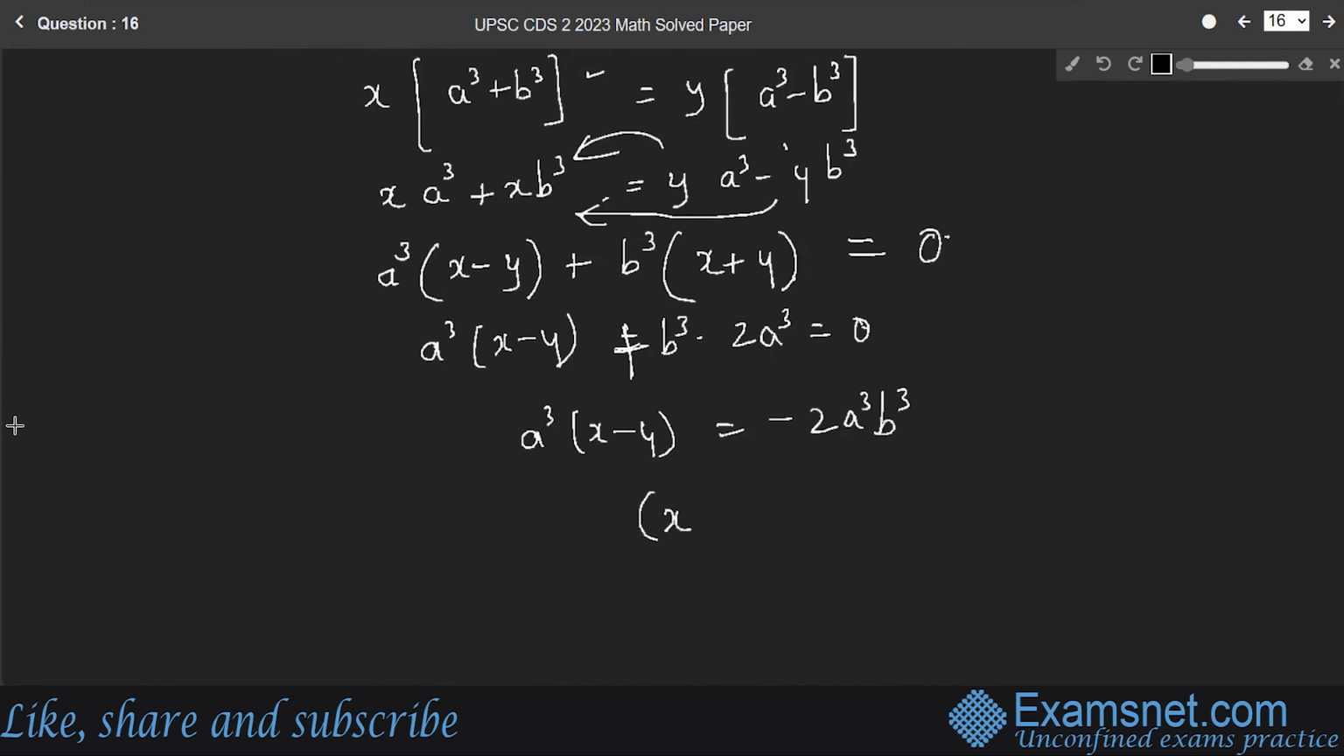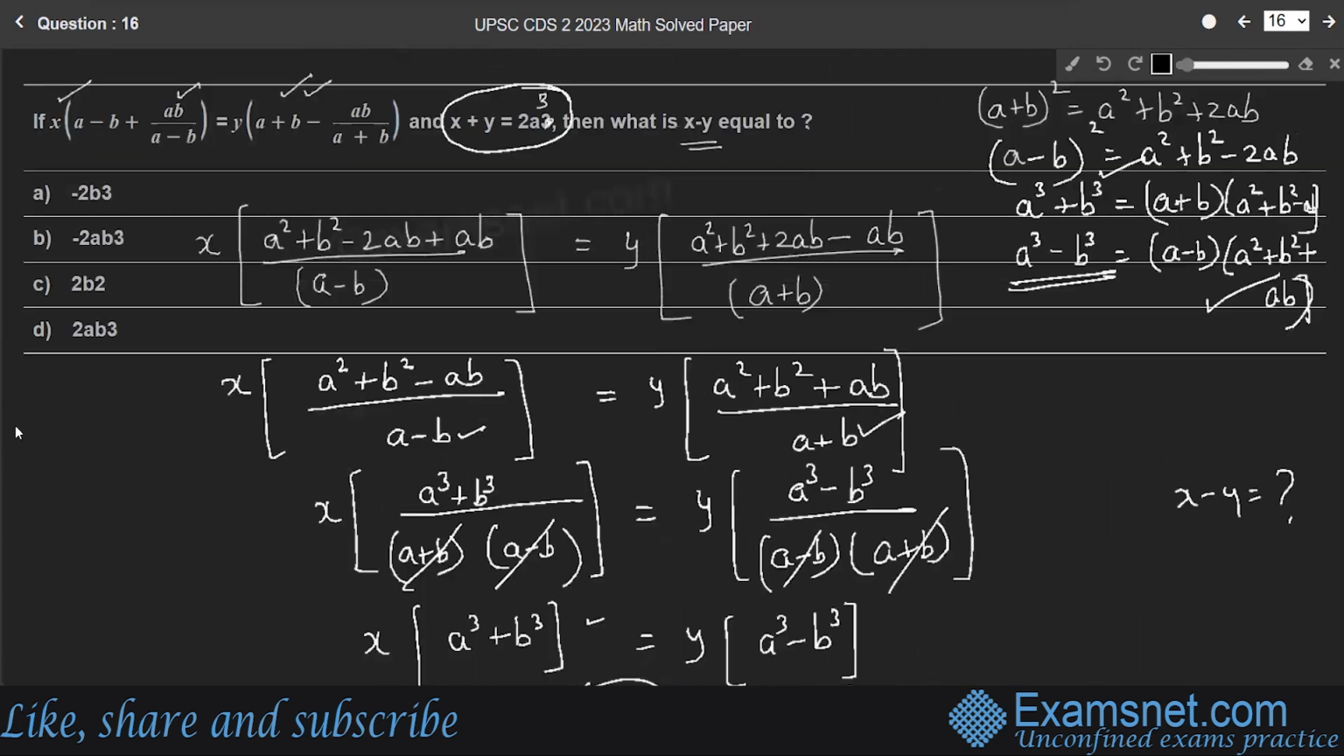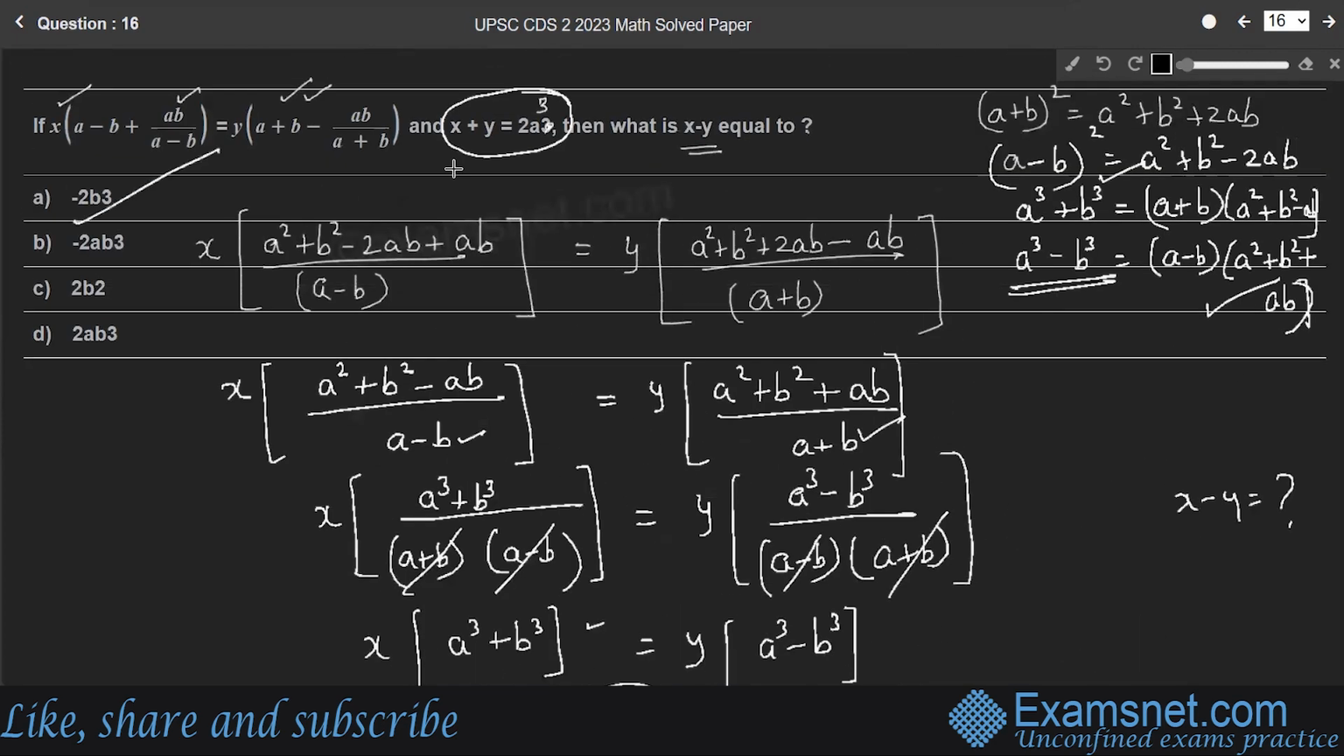Therefore, we need the x minus y value. So minus 2a cube b cube by a cube. a cube and a cube will get cancelled. We have minus 2b cube as the final answer, right? Minus 2b cube. Option A is the right answer. So option A is minus 2b cube.